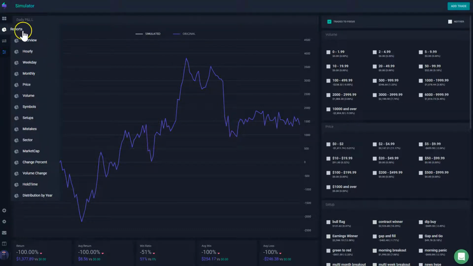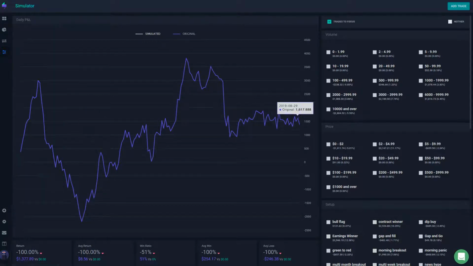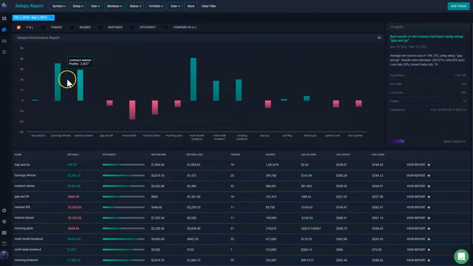So I'm going to jump in here and quickly look at my setup reports. Okay. And I'm going to identify a couple of things before we actually move on with the simulator. If I go to this report, which is a setup report, I can see that I'm trading plenty of setups, yet only 5 setups are actually producing me money, which are earnings winners, contract winner, a multi-month breakout, multi-week breakout, and mornings breakout. Okay, so let's take this information and let's go to the simulator.